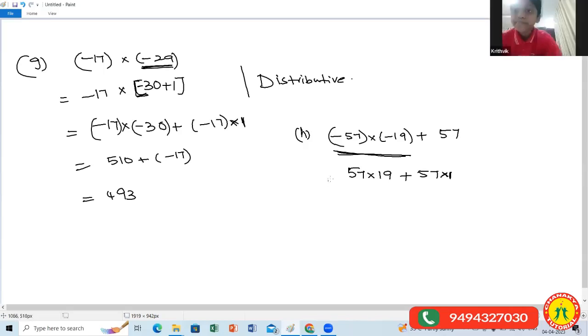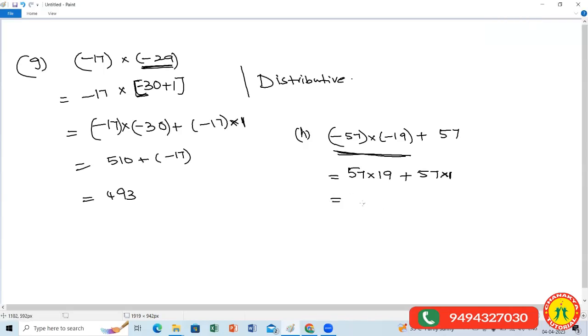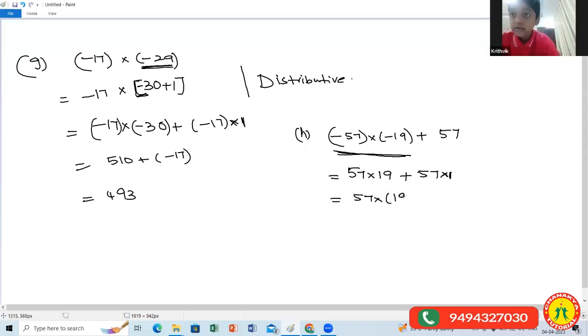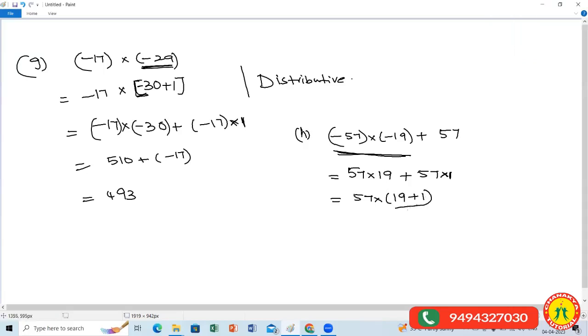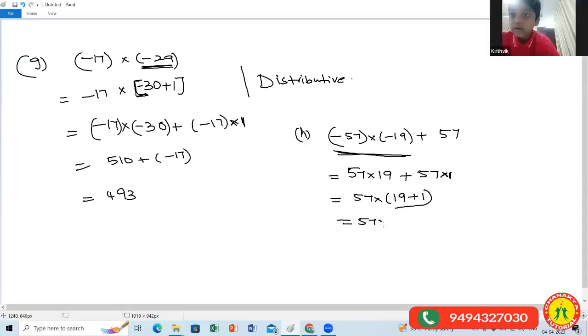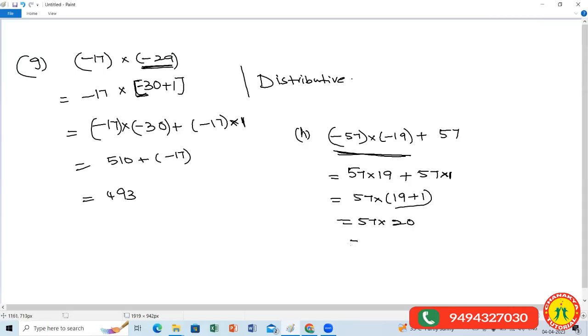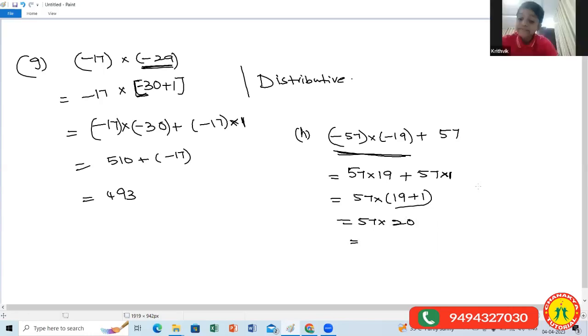Yes, ma'am. Now who is mother? Now you can identify your mother easily. Ma'am, 57. Who are children? Can I use bracket here? Yes, ma'am. 19 plus 1, ma'am. What is the value of 19 plus 1? Ma'am, 20. So now 57 times 20. Come on. Yes, ma'am. 0. Very good. Kritvik also followed.